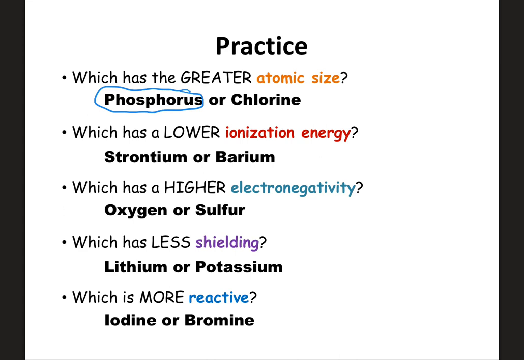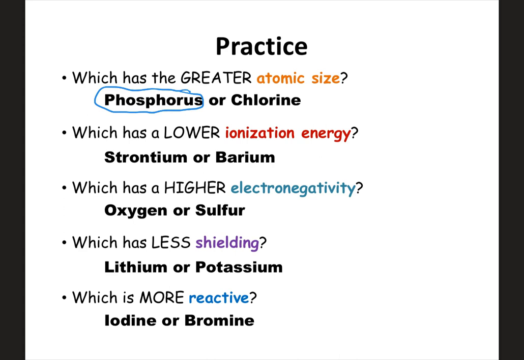When we look at the second one, lower ionization energy. Ionization energy is the amount of energy required to remove an electron. So if you have a lower ionization energy, basically which of these is easier to steal from? Strontium and barium are in the same column here.